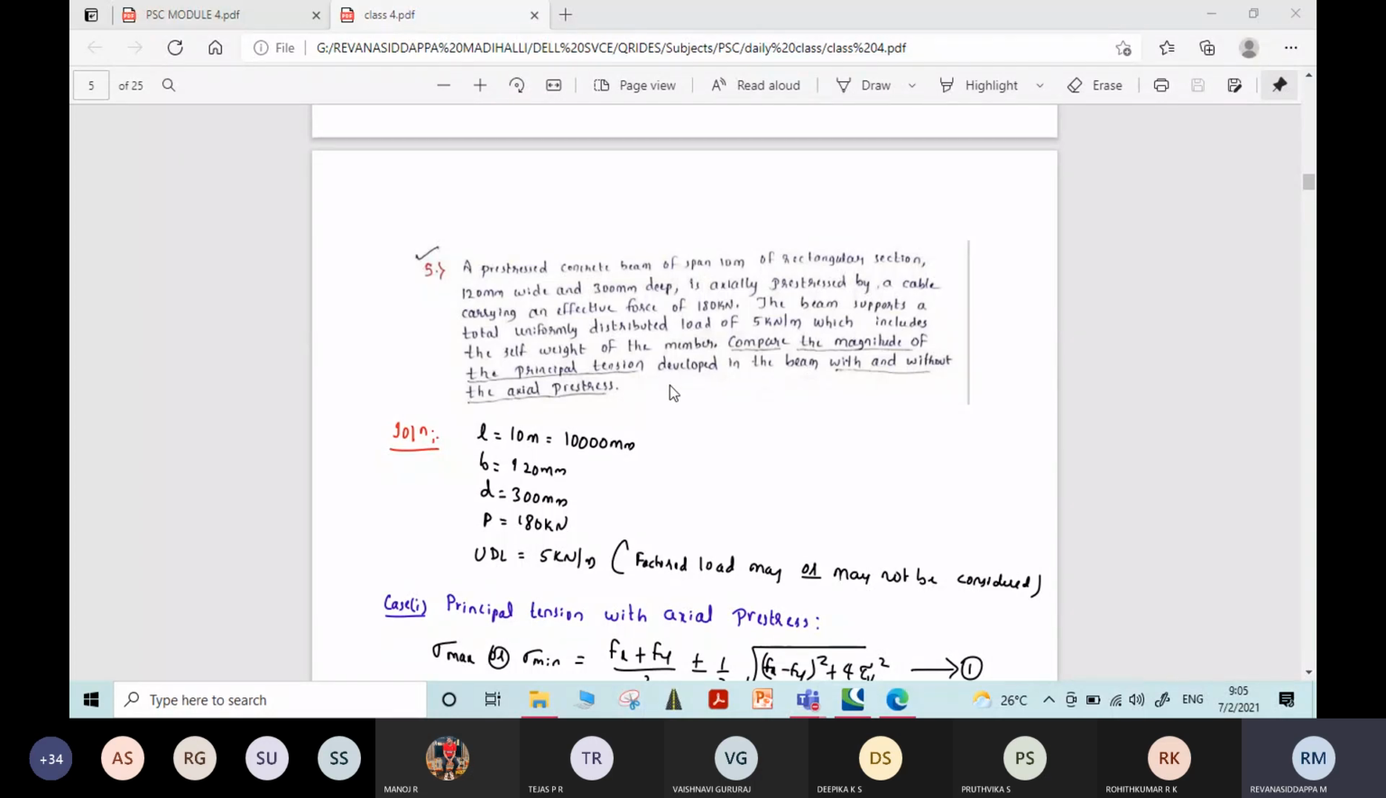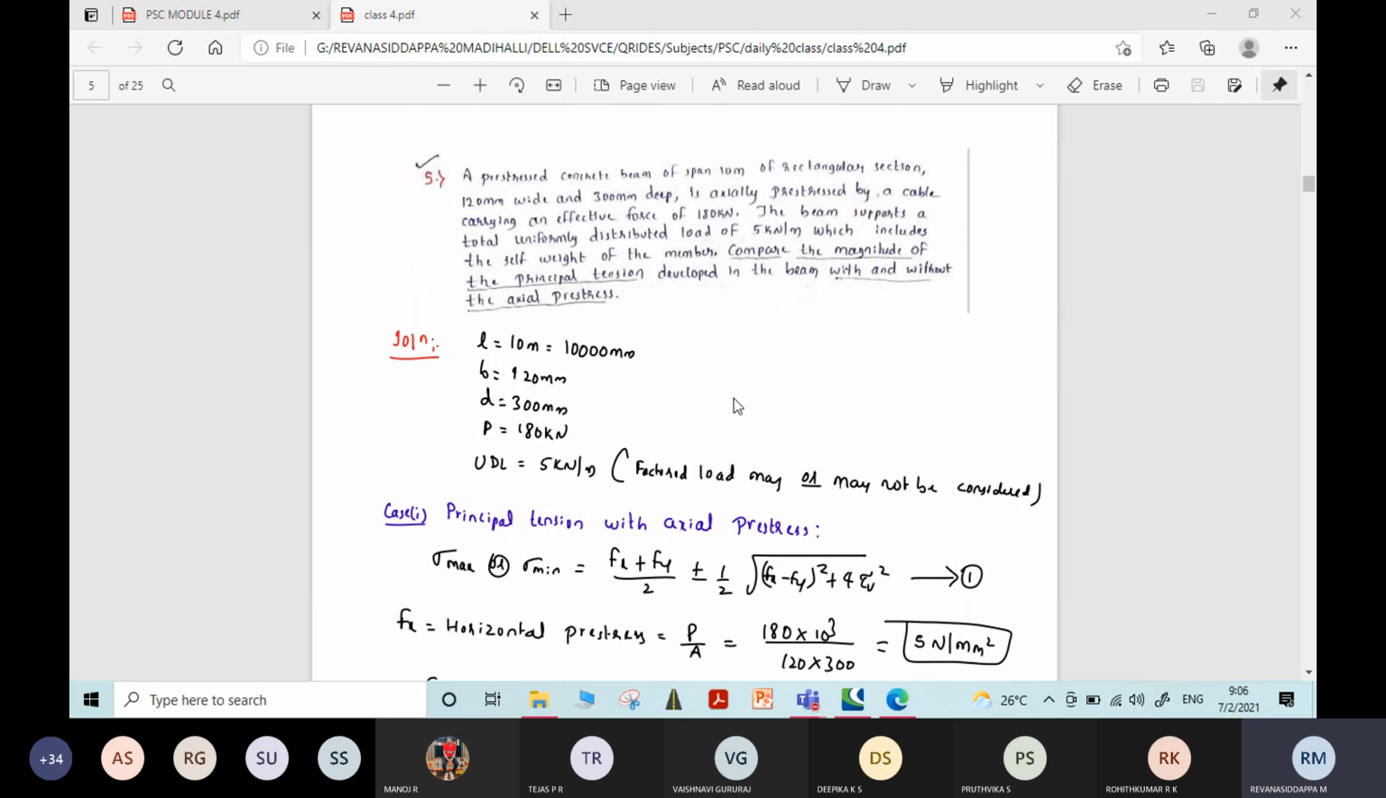The question is to compare the magnitude of principal tension developed in the beam with and without the axial pre-stress. Here we have to find the magnitude of the principal tension with pre-stress. Then you also find the magnitude of the principal tension without pre-stress. Then we can make a comparison. We can find what is the percentage increase or decrease in the principal tension developed in the section.